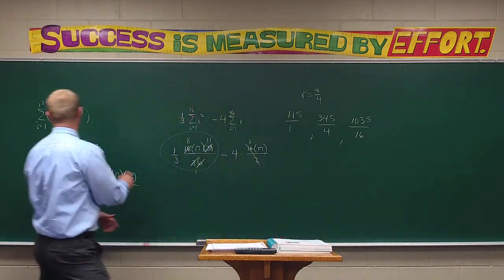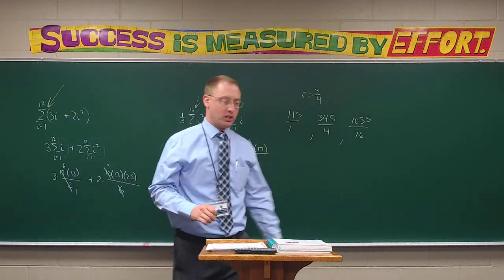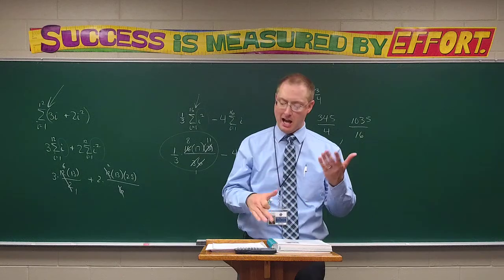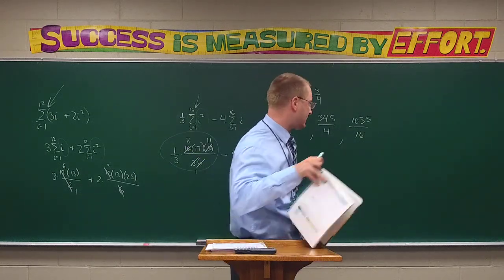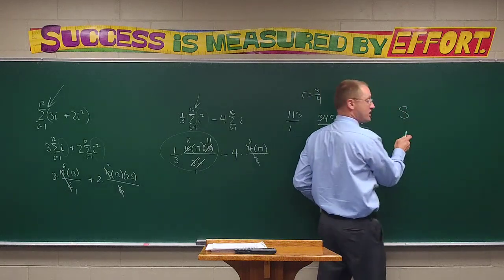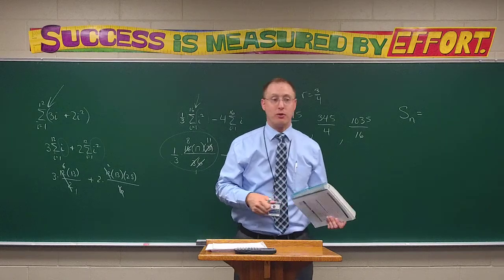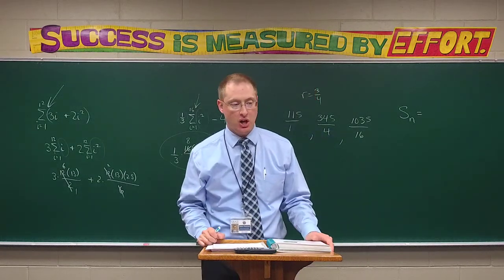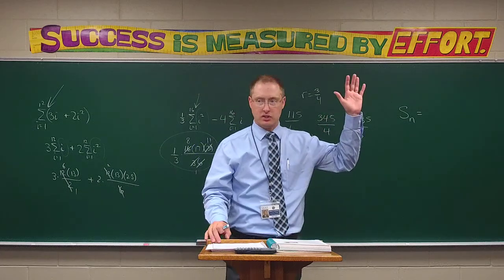Now remember, in arithmetic series, we use the summation notation, the Greek sigma. Geometric series, because we don't have upper and lower bounds, we don't need the sigma notation. We just use an S, and we're going to find the sum or the series of the first n terms. Hopefully you went back and found the formula from your formula page. What's the formula for a geometric series?